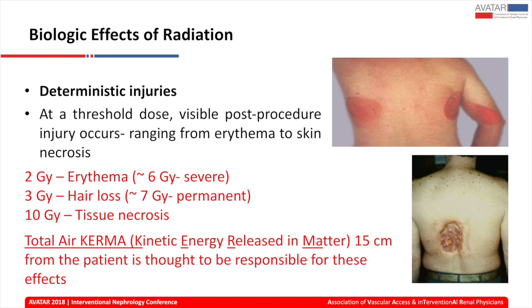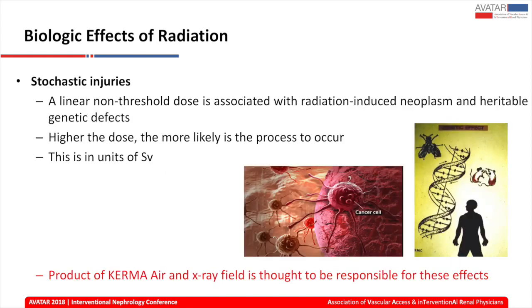Depending on the dose, going from 2 grays to 6 grays, you can have mild to moderate to severe erythema. You can get hair loss going from 3 to 7 grays, and it can become permanent. At 10 grays, you can actually get tissue necrosis, as you can see in the second picture. Ironically, when we talk about Avatar, we have to talk about karma, but air kerma is really different. It's not the mythological karma. Kerma is the kinetic energy released in matter. Electrons release energy, measured about 6 inches in the air from the patient, and there is a threshold of that which can lead to deterministic injuries.